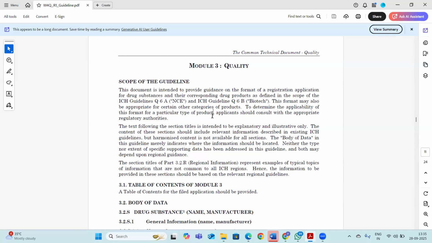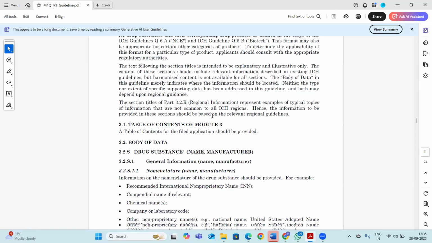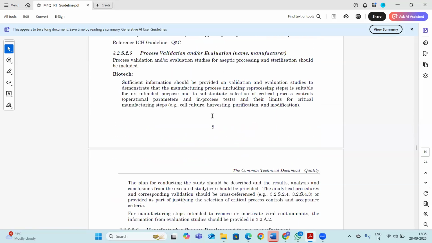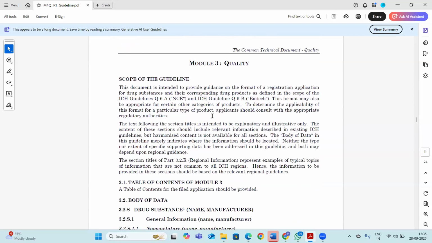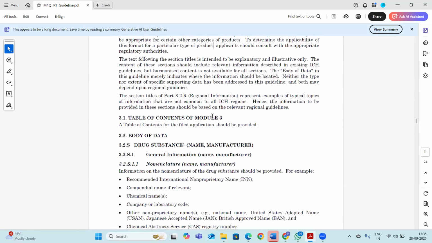Okay, the text following the section titles is intended to be explanatory and illustrative only. The content of the section should include relevant information and describe an existing ICH guidelines. If I find any dossier as an example for you to review and understand what data we are submitting, I will share that with you in the next class. But right now, just try to understand how the data is being submitted, in what format, what kind of content we are talking about when we're talking about module 3 data submission. So yes, this is only for your illustrative explanatory purposes.